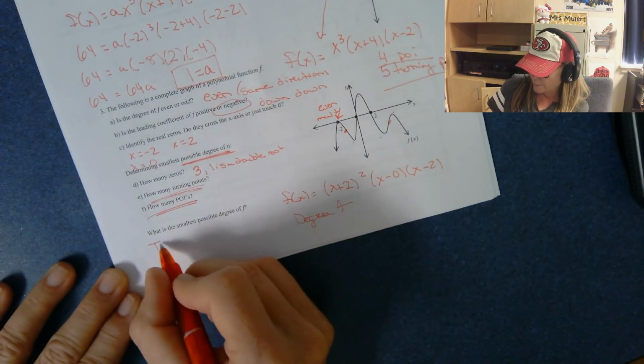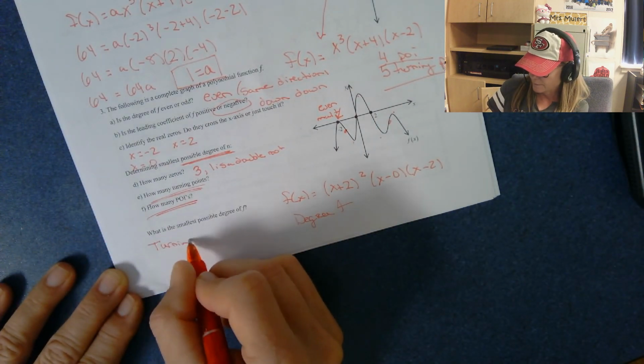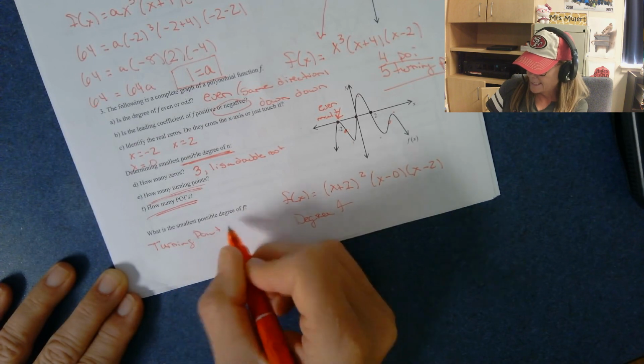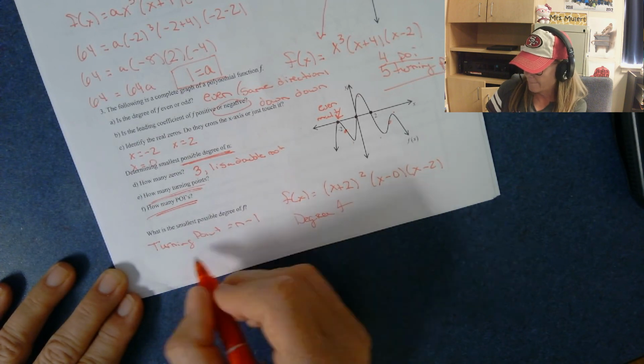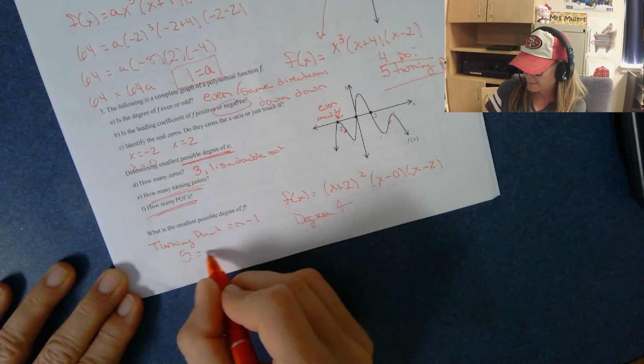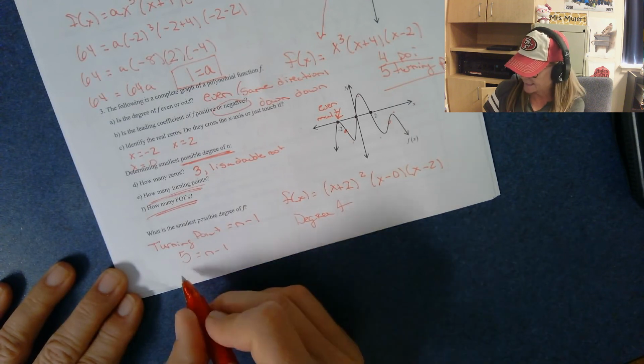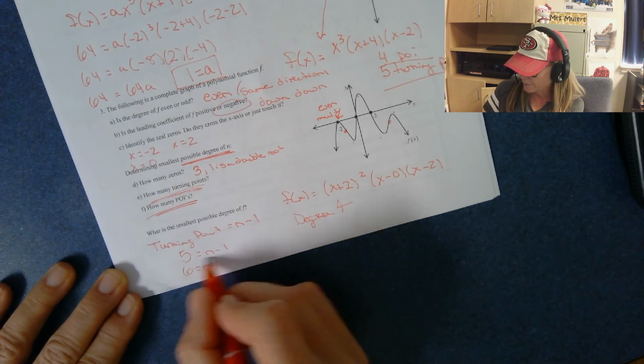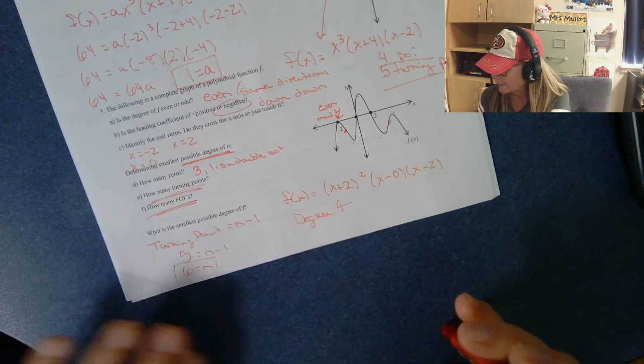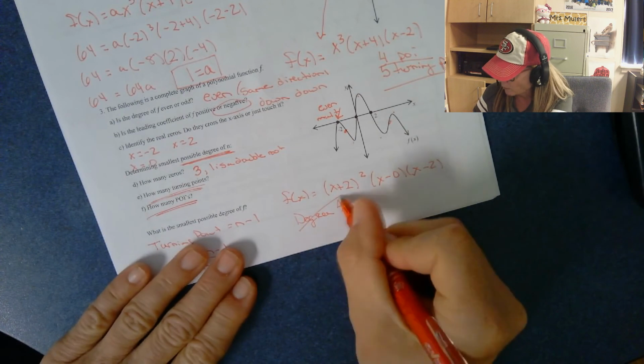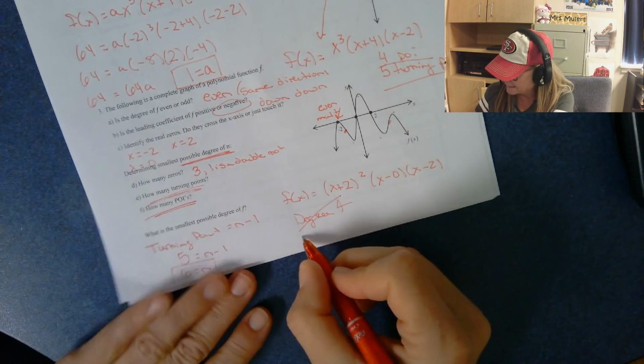So what's the smallest possible degree? Well, for turning points, we could just use this: the number of turning points is the degree minus 1. We have 5 turning points, so this indeed is a 6th degree polynomial. So degree 4 did not work, we need degree 6.